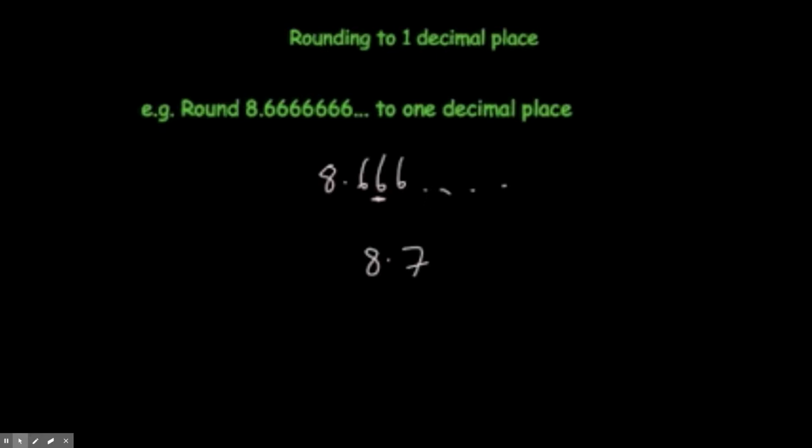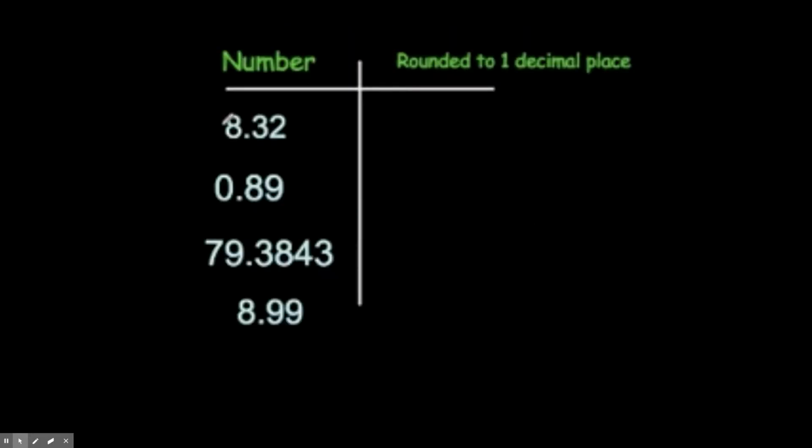Let's look at some questions. 8.32 rounded to one decimal place. Well, the second decimal place is a 2. That means we're going to round down. It's going to be 8.3. 0.89. The second decimal place is a 9. That means you round up. So it's going to be 0.9. This number, 79.3843, rounded to one decimal place. Well, the second decimal place is an 8. That means you're going to round up. So rounded to one decimal place, it would be 79.4.